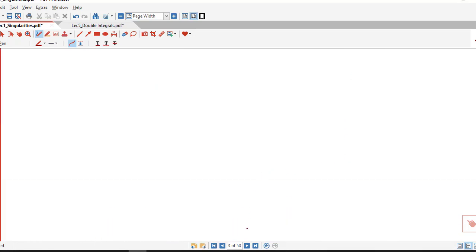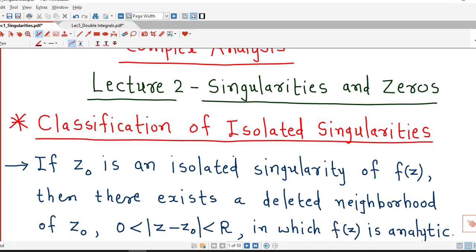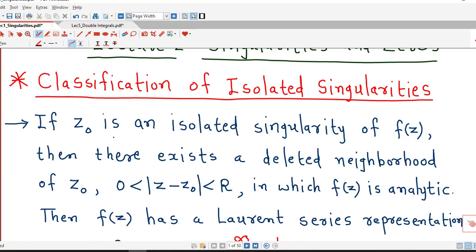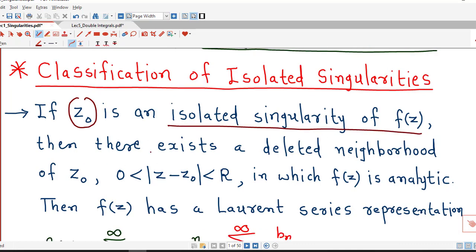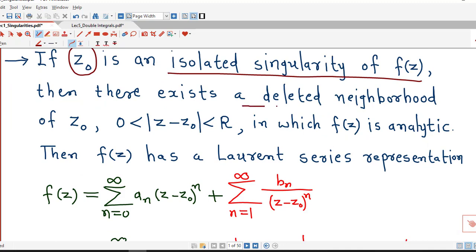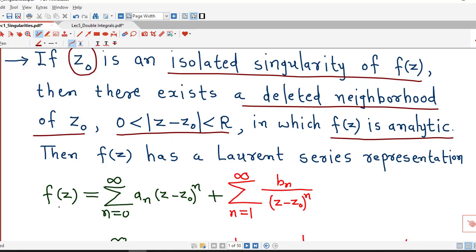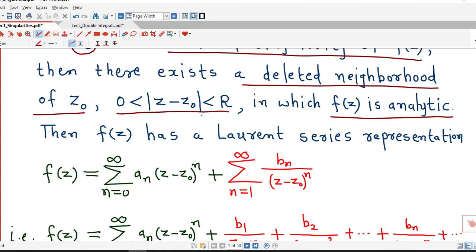So we will again discuss all these things. We have written them here systematically. Classification of isolated singularities: if z0 is an isolated singularity of f(z), then there exists a deleted neighborhood of z0, say 0 < |z - z0| < r, in which the function is analytic. Now, as we know, if a function is analytic in an annular domain, then the function can be represented by a Laurent series in this annular domain.